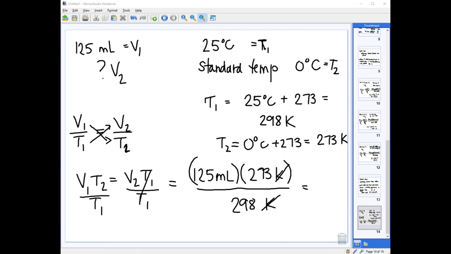So when I do the math, 125 times 273, and I divide by 298, I get 85.7. Okay. Now, here's where we run into some confusion over significant digits when we're working these problems with temperature. Do we go with the 25 degrees Celsius, which is 2 significant digits, or do I go with my Kelvin, which is 3 significant digits, or do I go with my volume, which is 3 significant digits? So here's what I'm going to tell you with these.